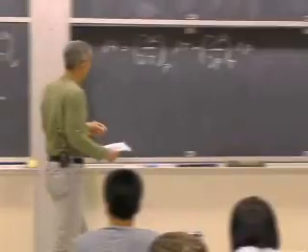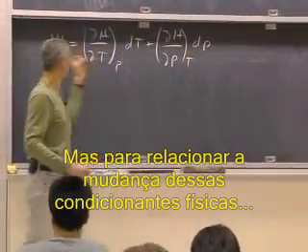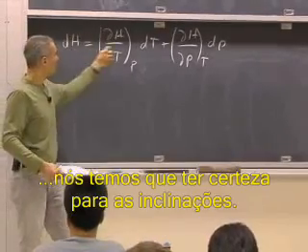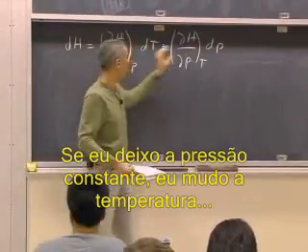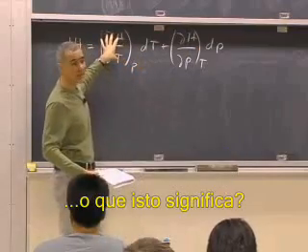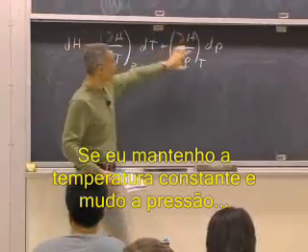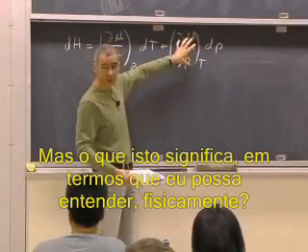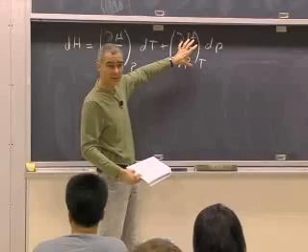Okay? But in order to relate turning these physical knobs to this quantity here, which we don't have a very good feel for, we've got to have a feel for the slopes. If I keep the pressure constant, I change the temperature, what does that mean? What is dH/dT? If I keep the temperature constant and just change the pressure, dH is going to change. But how is it going to change? What does this mean in terms of something I can physically understand?